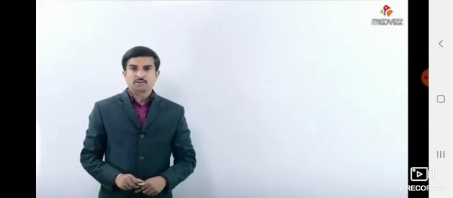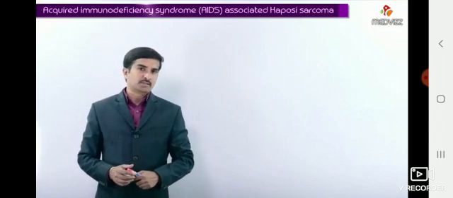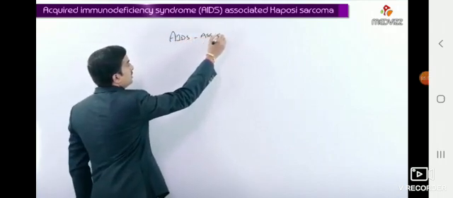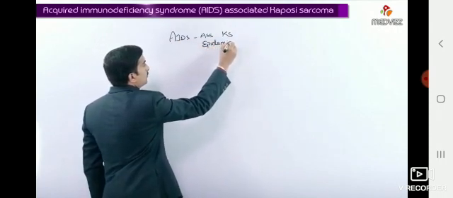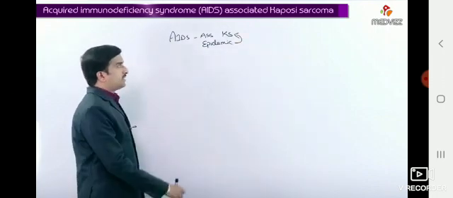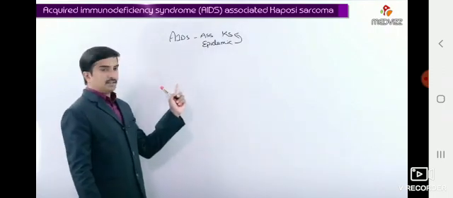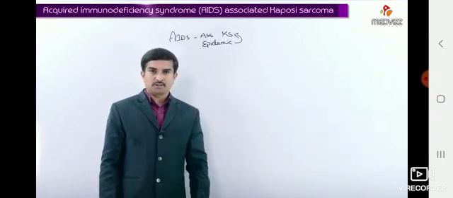The last type of Kaposi sarcoma under epidemiological classification is the acquired immunodeficiency syndrome associated Kaposi sarcoma, or simply we can call it AIDS associated Kaposi sarcoma or epidemic Kaposi sarcoma. So the name itself says that AIDS is the culprit in AIDS associated Kaposi sarcoma.